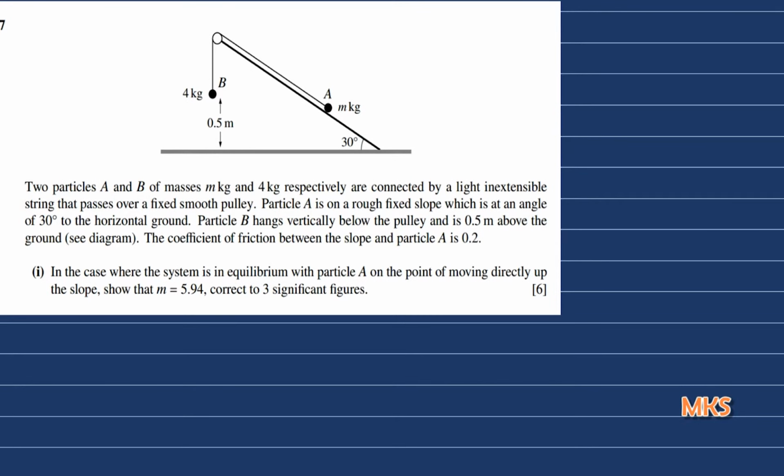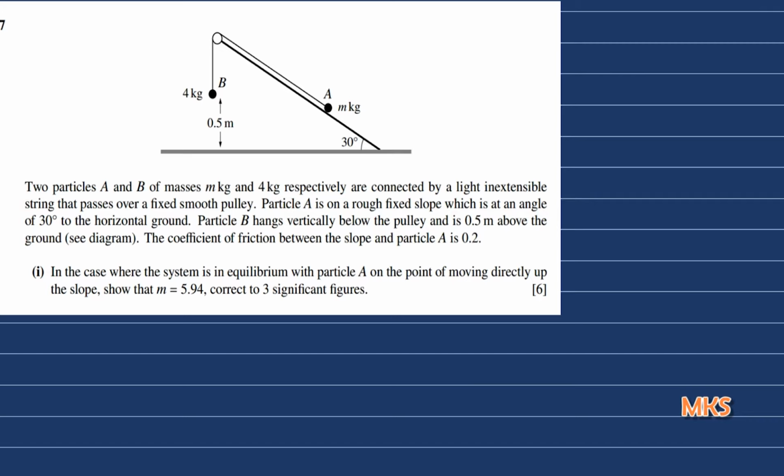Question number 7. Two particles A and B of masses m kg and 4 kg respectively are connected by a light inextensible string that passes over a fixed smooth pulley. Particle A is on a rough fixed slope, which is at an angle of 30 to the horizontal ground. Particle B hangs vertically below the pulley and is 0.5 meter above the ground. See the diagram. The coefficient of friction between the slope and the particle A is 0.2.